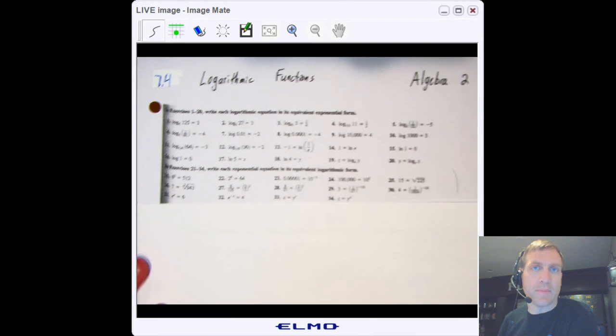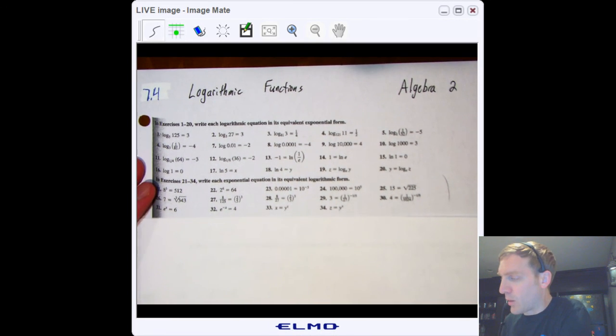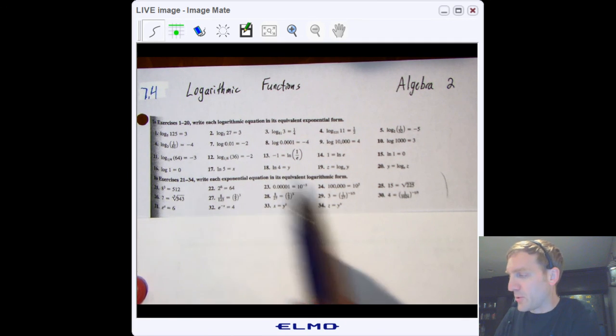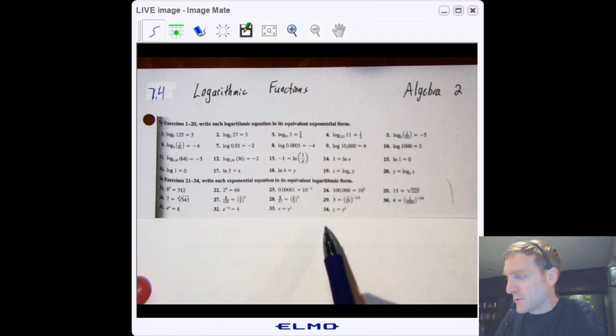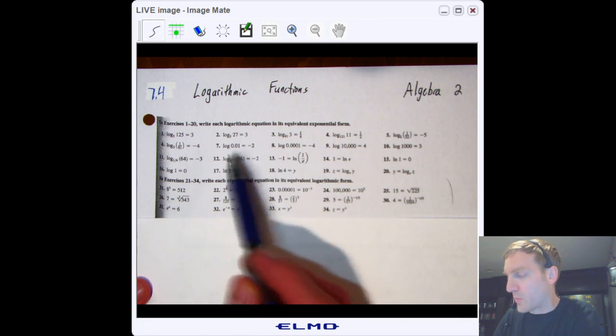Your first homework assignment is going to be in the problems that I post on Google Classroom here, 7.4 homework copied from the textbook. I want you to do all the even problems on this page. So 2 through 34 even. It may seem like a lot of problems, but they should go very quickly. All you're doing is just rewriting from one form to another.